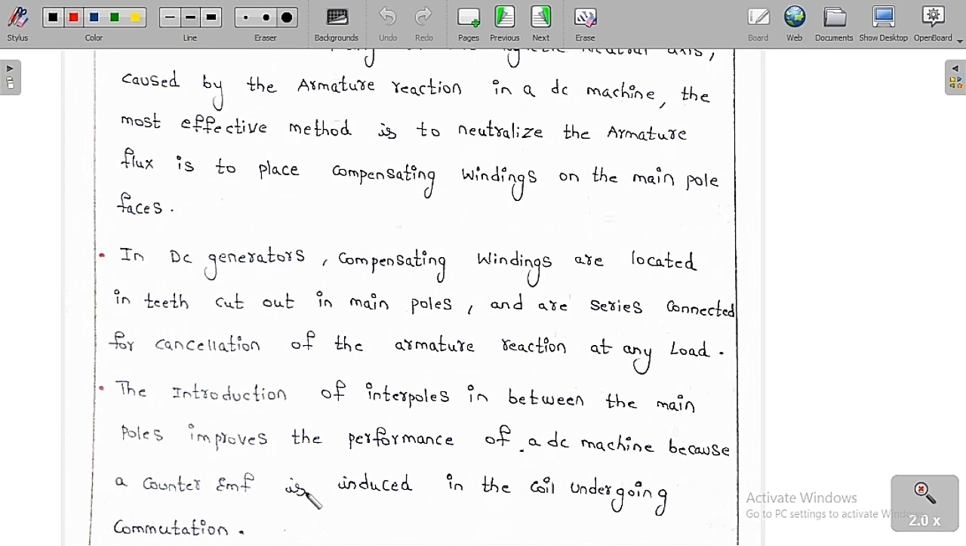should change its direction. The amount of time the brush takes to go from one commutator segment to another is called the commutation time, TC. In that time only, the current should change its direction from one axis to the other. If it is not changing, definitely we are going to get a spark. If it is changing, no spark is going to occur.